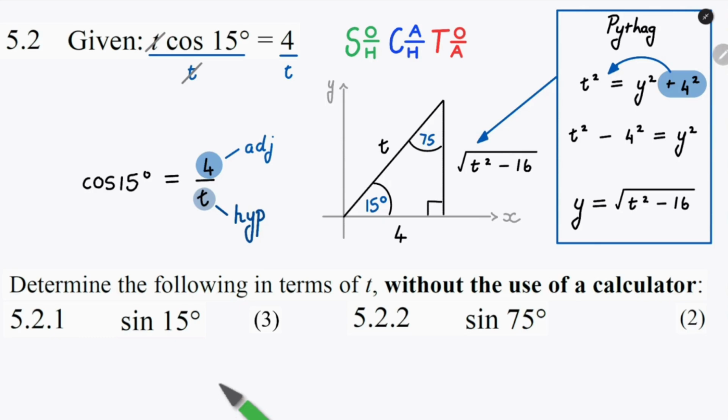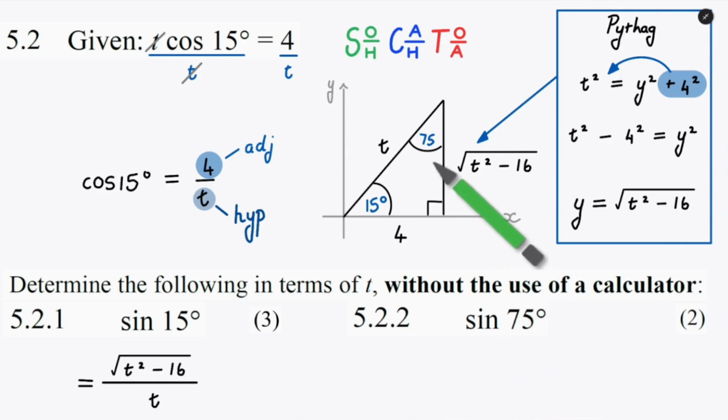Okay, we're going to do the same thing for sine of 75. So if we have a look at sine of 75, this is now our reference angle. So opposite over hypotenuse, opposite the 75 is 4 and the hypotenuse is t. So this will just evaluate to 4 over t. And then we've officially wrapped up this question.